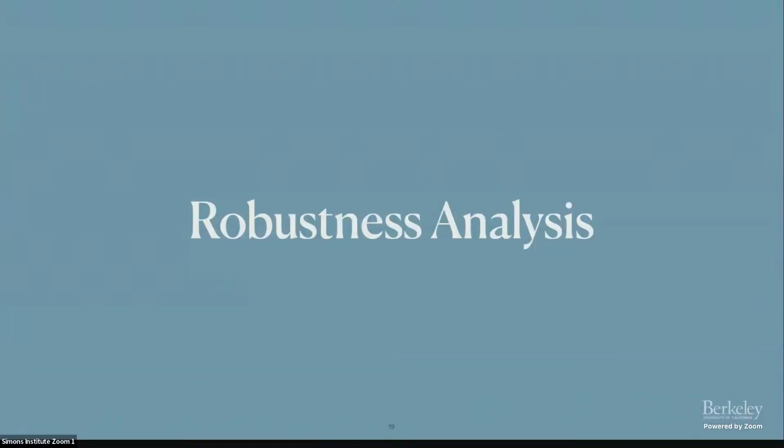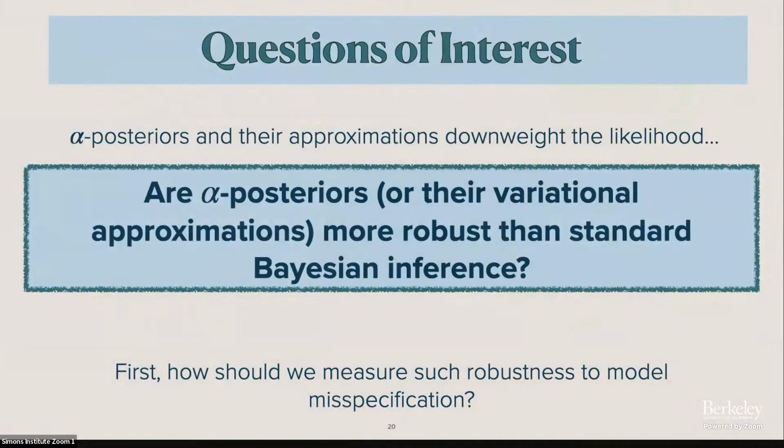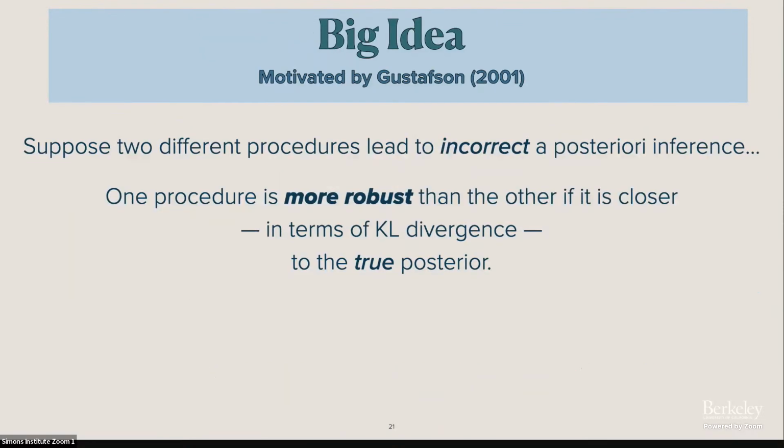Okay, so now using these asymptotics, we'd actually like to study the robustness. So the first question was, how do we measure robustness to model misspecification, right? What we'd like to answer is, are the alpha posteriors or their variational approximations more robust in some sense than just standard Bayesian inference? So alpha equals 1 Bayesian inference. So the first question is, how do we measure robustness?